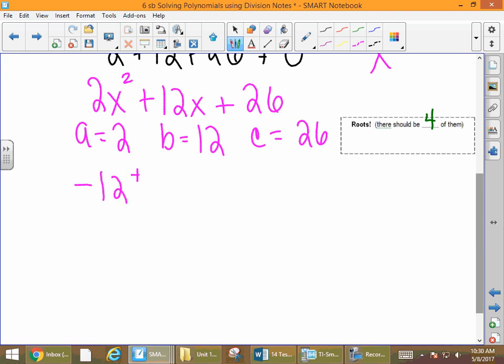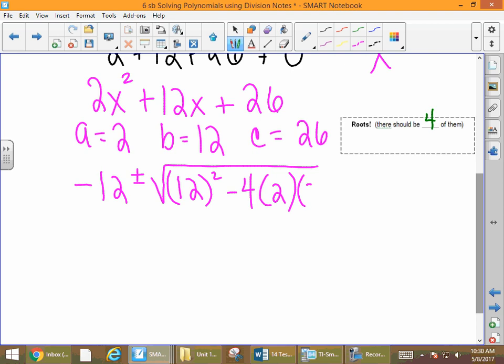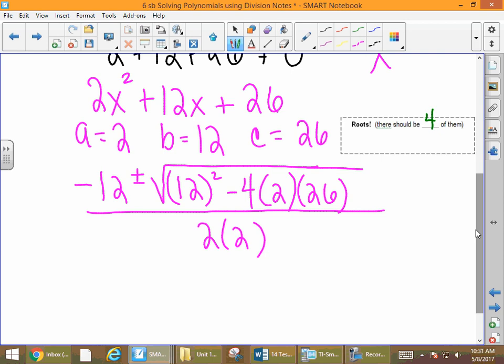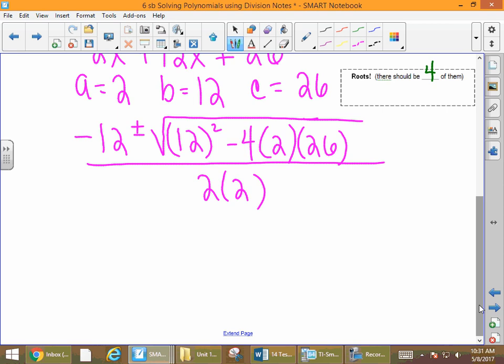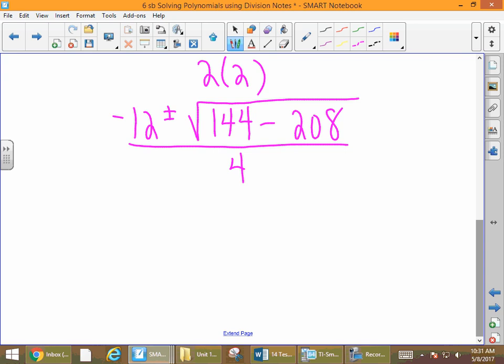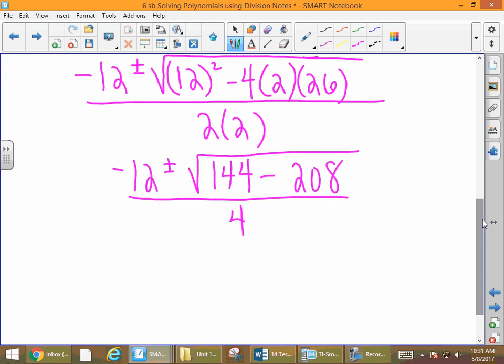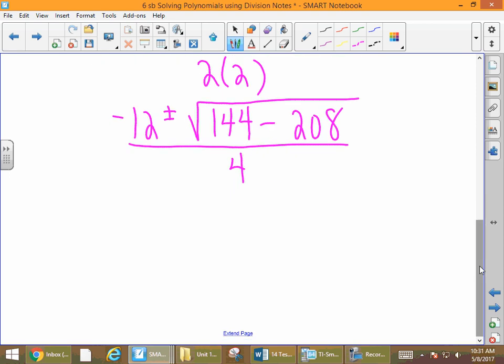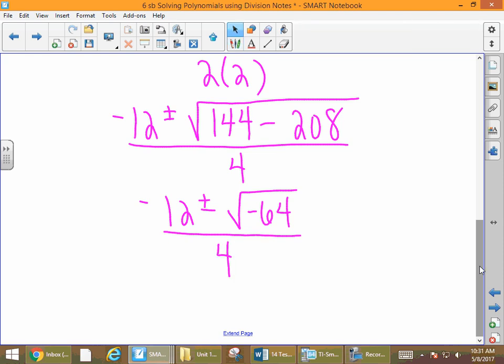It's going to be the opposite of B, plus or minus the square root of B squared minus 4 times A times C, all divided by 2 times A. When we simplify a little bit more, we get negative 12 plus or minus the square root of 12 squared is 144, and 4 times 2 times 26 is 208, divided by 4. 144 minus 208 is 64, and it's negative. Divided by 4. And we need to simplify.